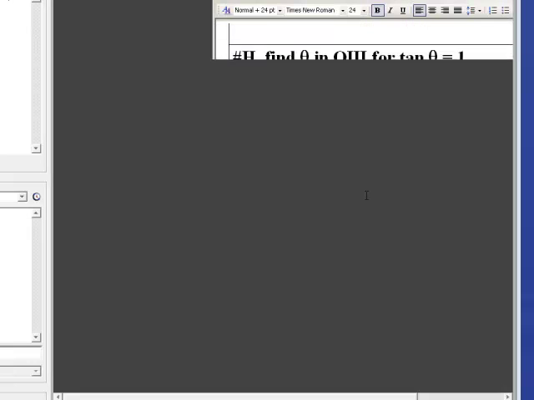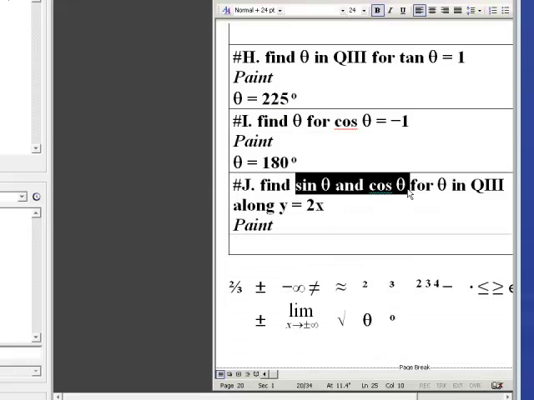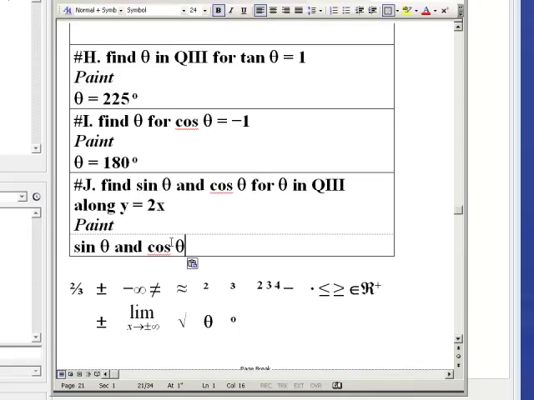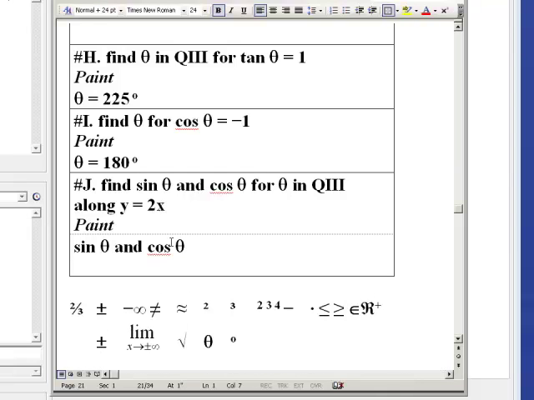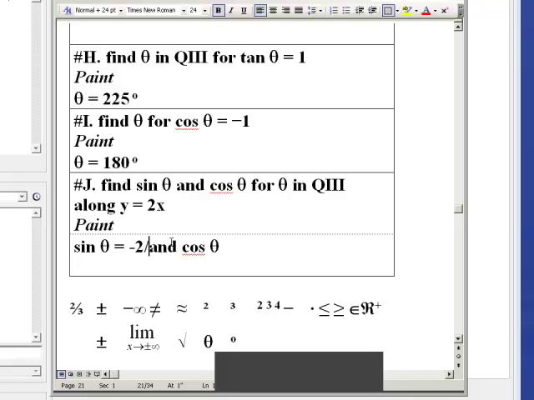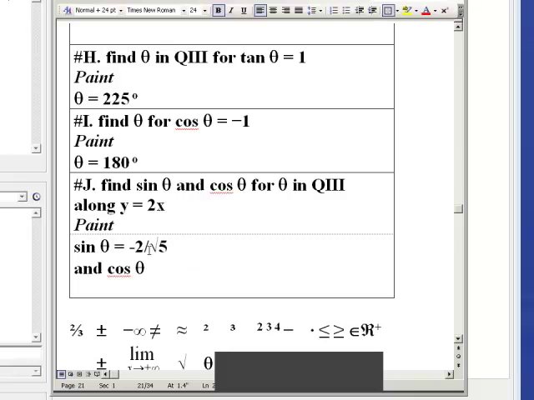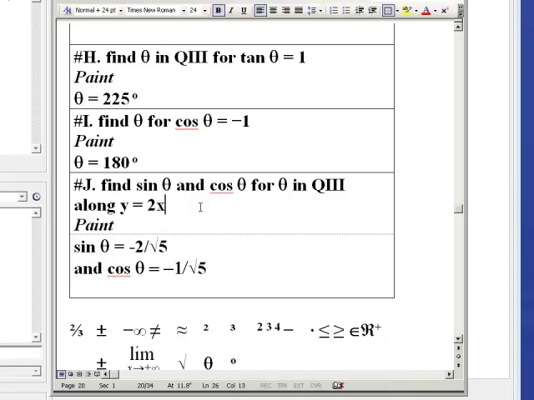So I'm going to put in the answers. So let's see. This one is going to come out to, I just said, -2 divided by the square root of 5, and cosine equals -1 divided by the square root of 5. And with that, I'm done with the exercises for this section.